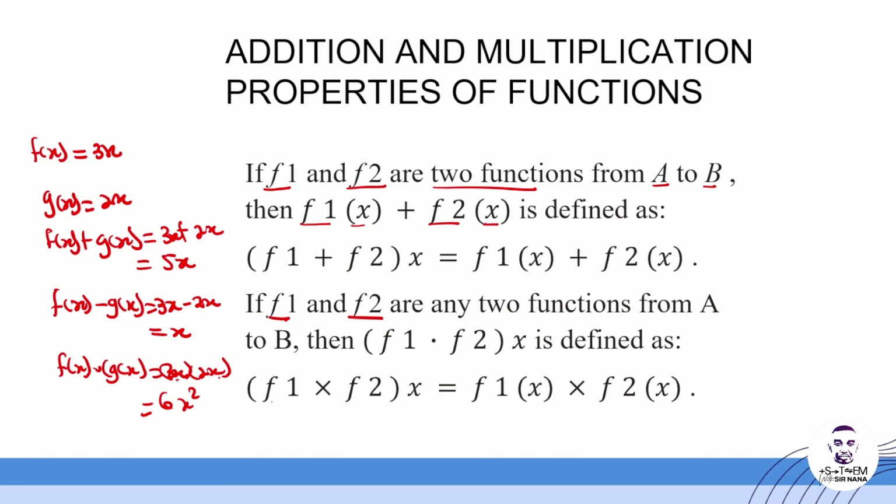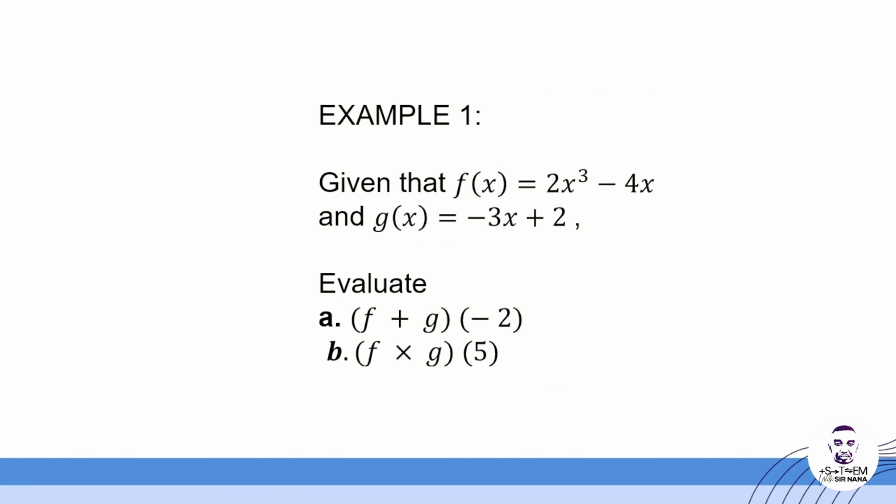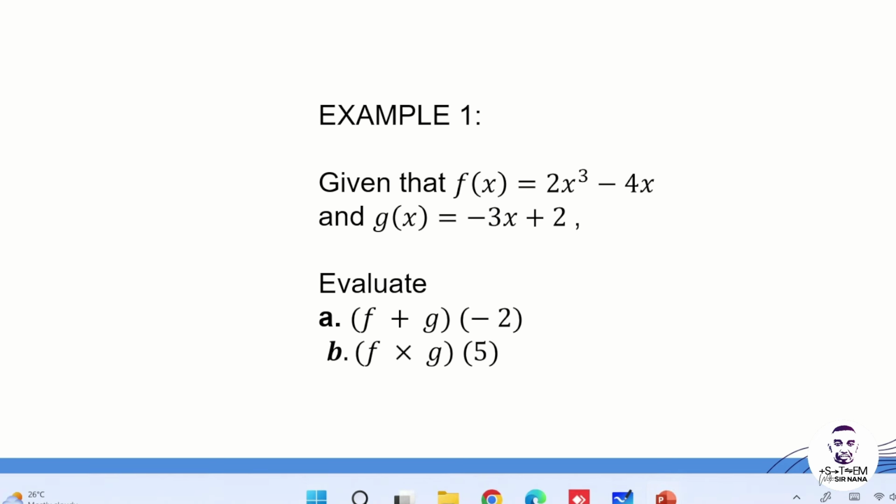Now let's look at an example so that it can be clearer for us. In this example, it says that given that f of x is equal to 2x cubed minus 4x, and then we have g of x equal to minus 3x plus 2, we must evaluate (f plus g) of minus 2, and then we must also evaluate (f times g) of 5. So let's look at how we can solve this question.